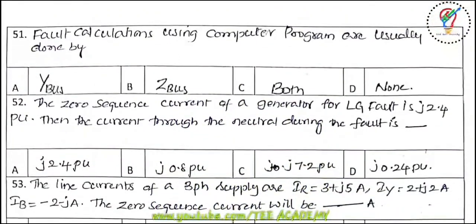Next one, the fault calculations using computer programs are usually done by, so generally fault calculations will require more memory space if you use a Z bus. So by using the Y bus matrix, you can reduce that memory requirement of the computers. So Y bus is preferred in fault calculations. Okay, and Z bus is preferred in load flow studies.